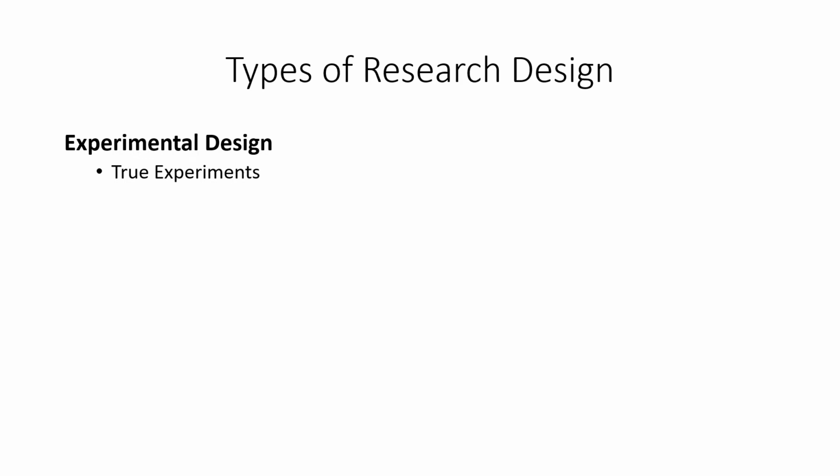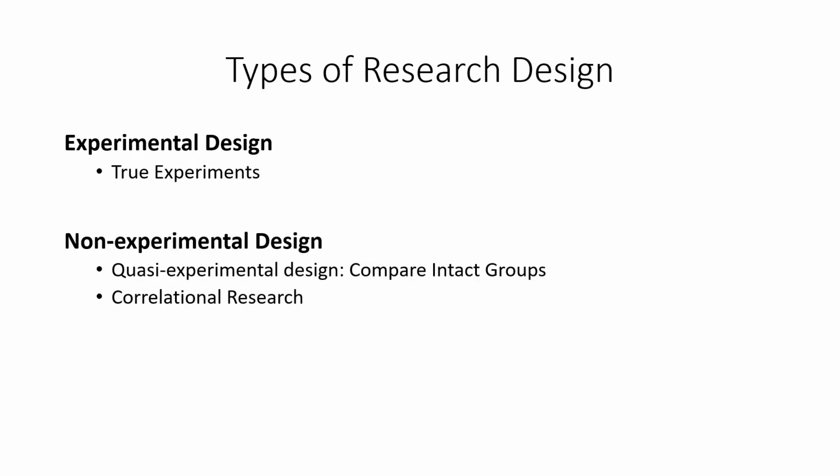Just real quick, some types of research design. I'm not going to cover it in too much detail in this class because we're going to go over this much more in methods. But you've got experimental design, like true experiments, where the experimenter is controlling as much as possible, manipulating the independent variable, and measuring the dependent variable. But you can also have non-experimental designs. Quasi-experimental designs where you compare intact groups.